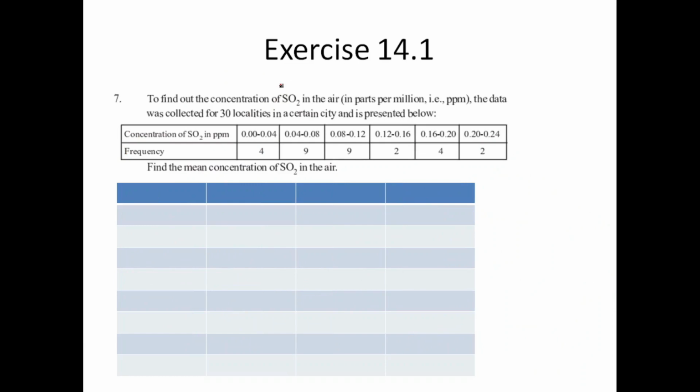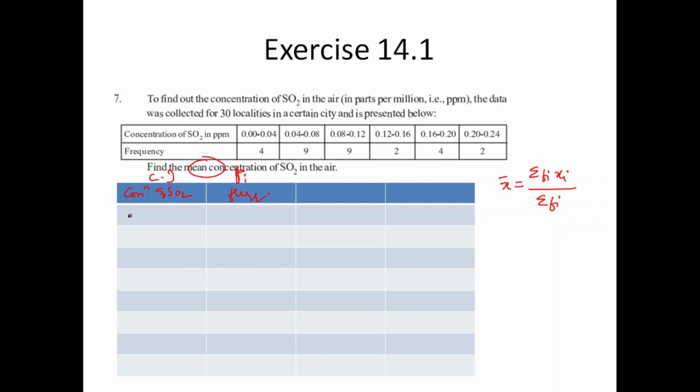Let's look at the next sum. So if I look at the next sum, you are having 30 localities, you need to find the mean concentration value. As the data here is in double decimal, hence I'm using the simple mean method. That is sigma of f of i into x of i by your sigma of f of i. So let's see here, this is your concentration of SO2. That is your class interval, and you have already been given the frequency. That is f of i.